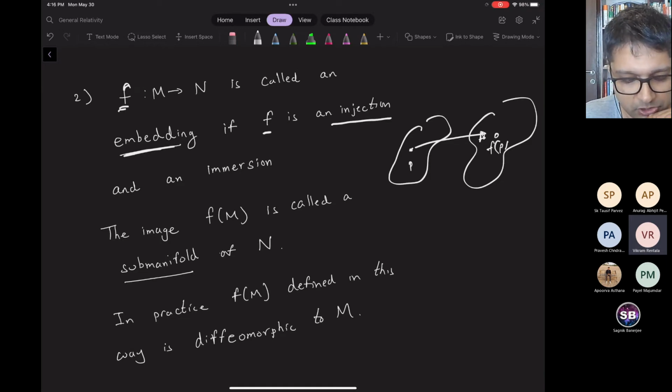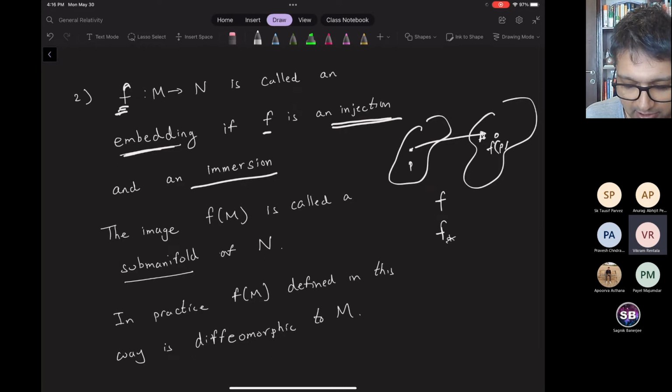If this condition is true, that is, if f is an injection and an immersion, that is, f is one-to-one and f star is one-to-one, then we say that the image, this entire image of M.